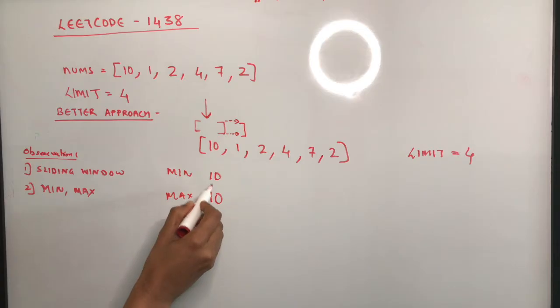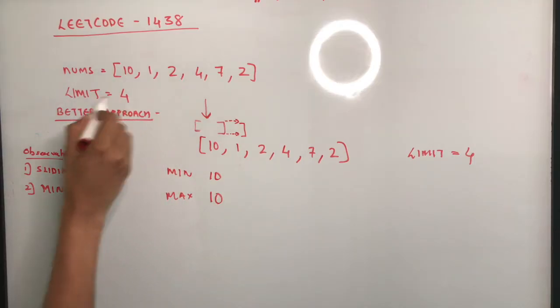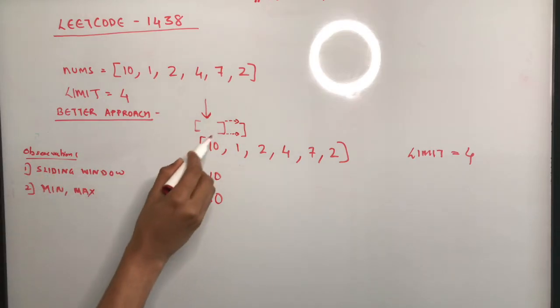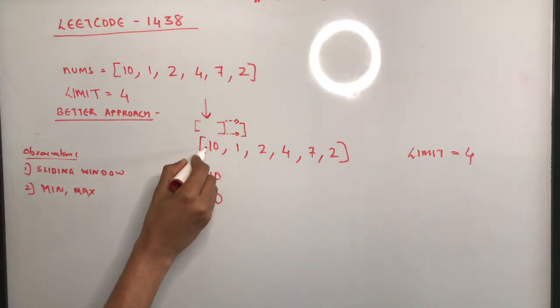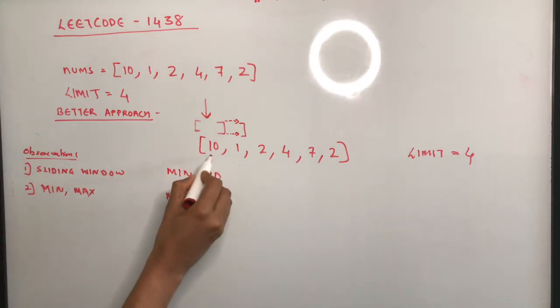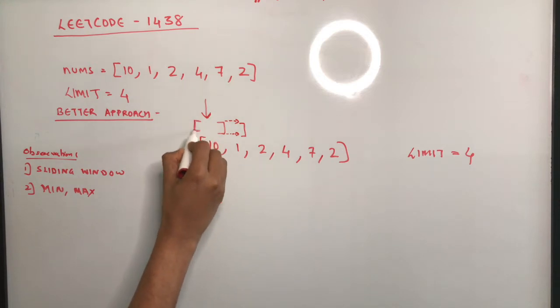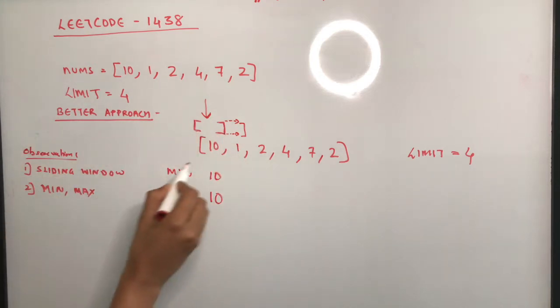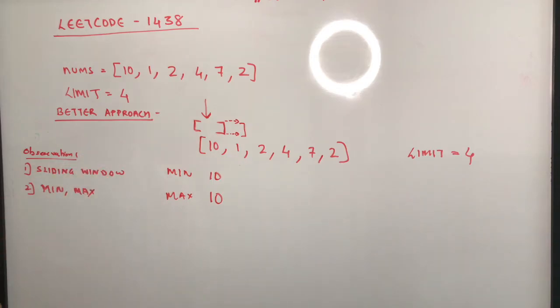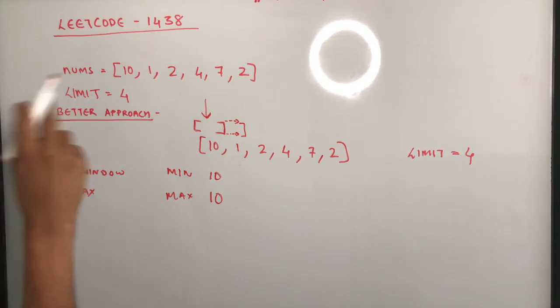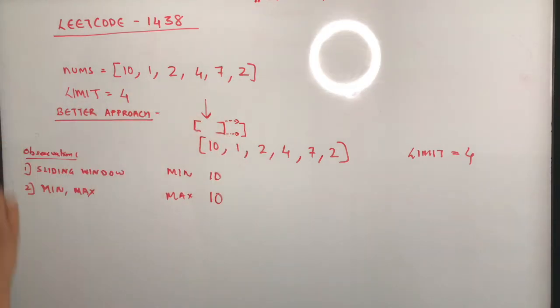So we'll check the difference between these two. 10 minus 10 is 0, which is less than or equal to the limit, and hence we can include this window of size 1, which has one element in it, as a subarray which satisfies the constraint. So this is the first subarray that we found which satisfies the constraint.